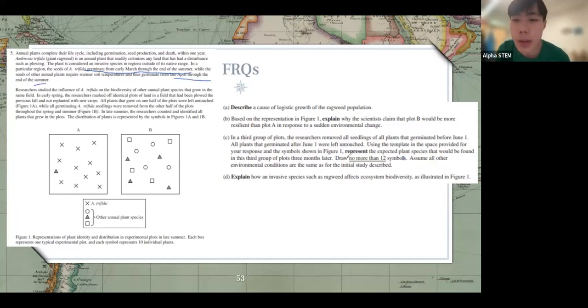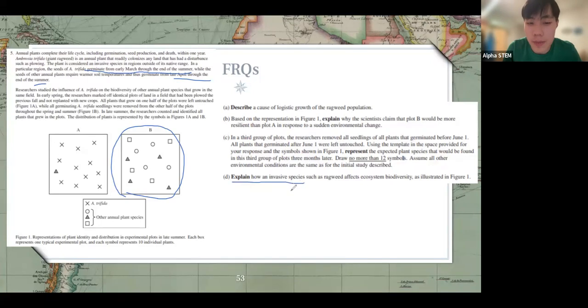Therefore, if you removed everything that germinated before June 1st, you would remove some of both, but you would be removing more Atrifida because more Atrifida germinates early. So you would draw a plot that has some Atrifida, but also a lot of other annual plant species. So it would be distributed more evenly.